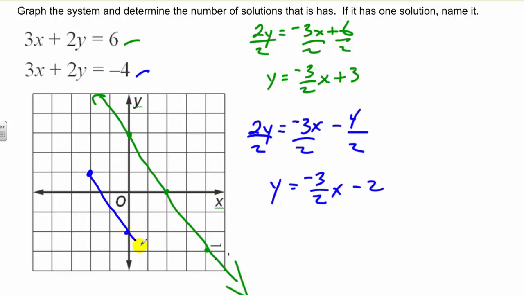Connect the dots, and you'll notice these lines appear to be parallel. Since they're parallel, in fact they are parallel because you'll see I have the same slope. I have no intersections, so 0 solutions.